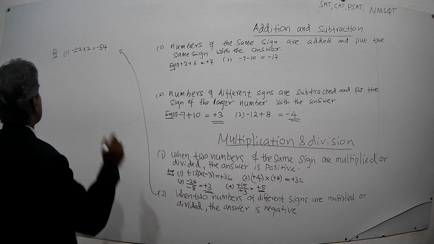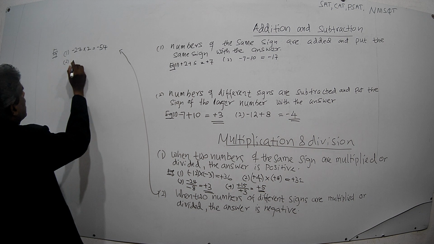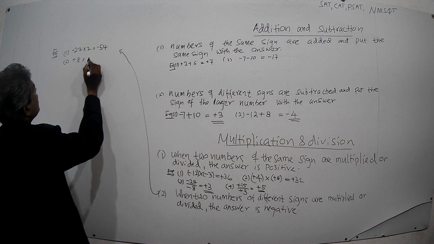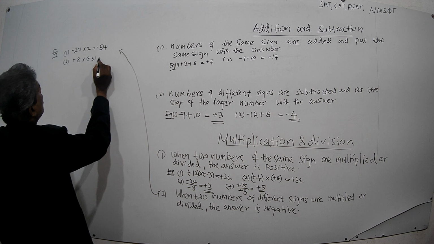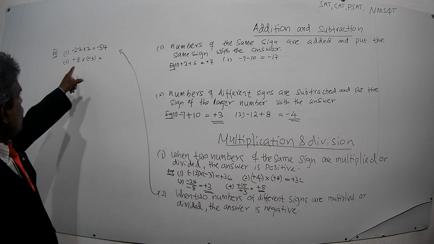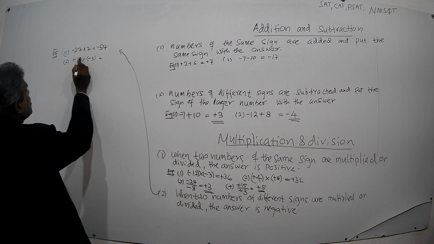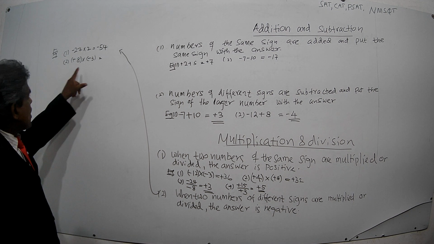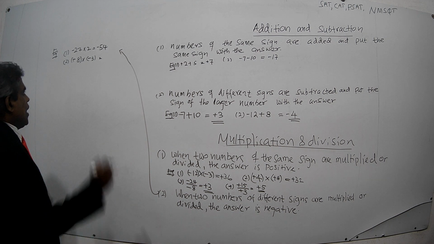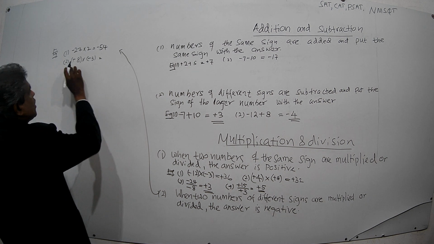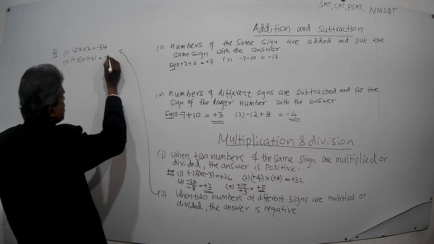Now we'll take another one. Second example is multiplication: positive 8 into negative 3. Now one number is positive, one number is negative. We are going to multiply two numbers of different signs. What is the rule? When two numbers of different signs are multiplied, the answer is negative, right? Then multiply 8 times 3, 24. Since the two numbers are different in sign, the answer is always negative, that is negative 24.